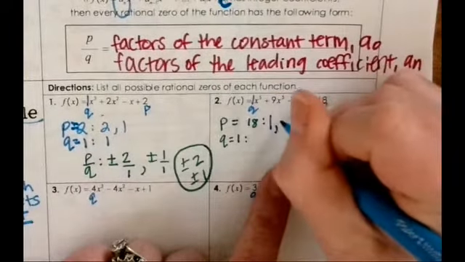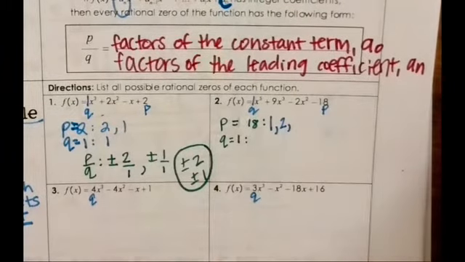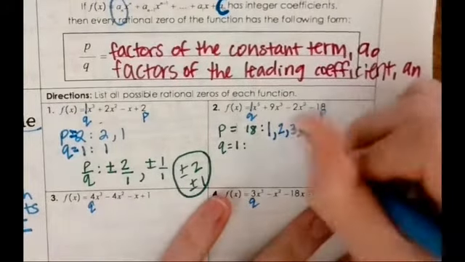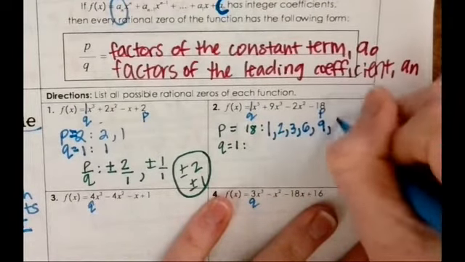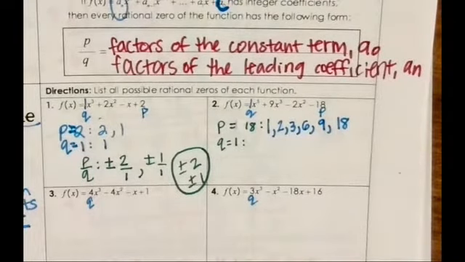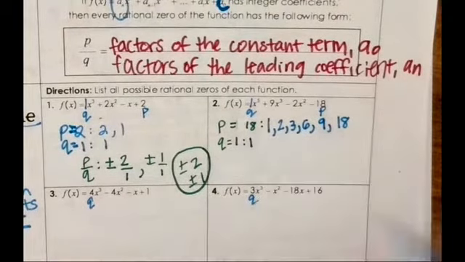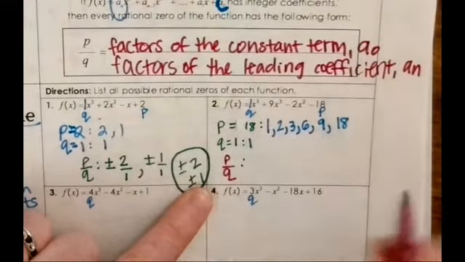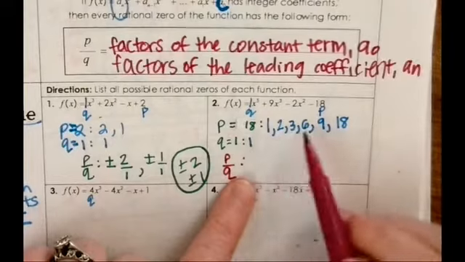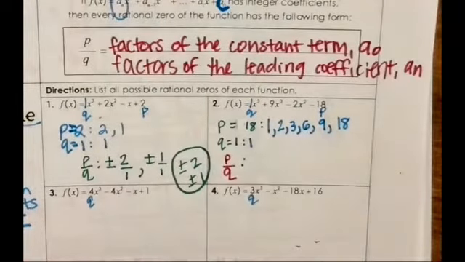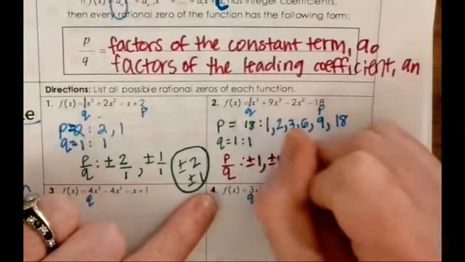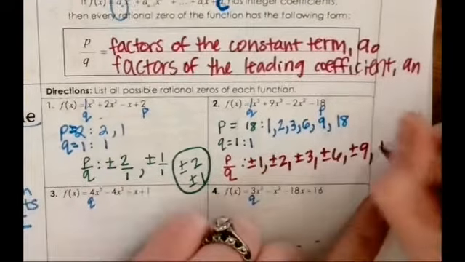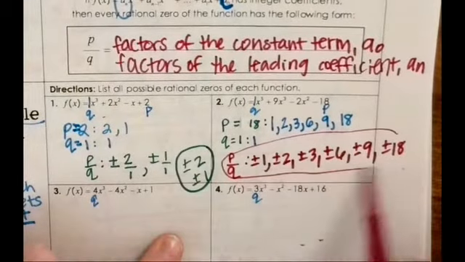Well, 1 times 18, 2 times 9, sorry, 3 times 6, 4 is not a factor, 5 is not a factor, 6 is, I just said it, 9 is, and 18. Those are all factors of P, of 18. Okay, the only factor of Q is 1. So really, when we do P over Q, our possible zeros, we're going to have 1 over 1, 2 over 1, 3 over 1, 6 over 1, 9 over 1, so on and so forth. So our possible zeros are plus minus 1, plus minus 2, plus minus 3, plus minus 6, plus minus 9, plus minus 18.